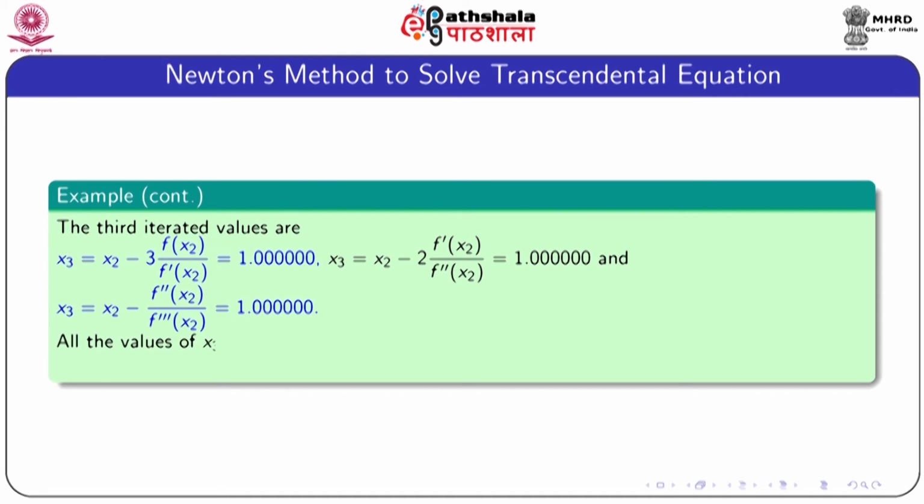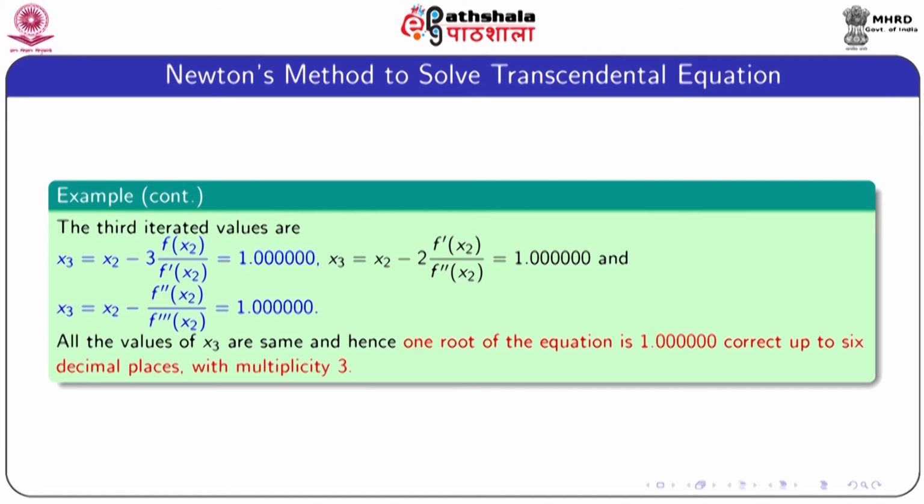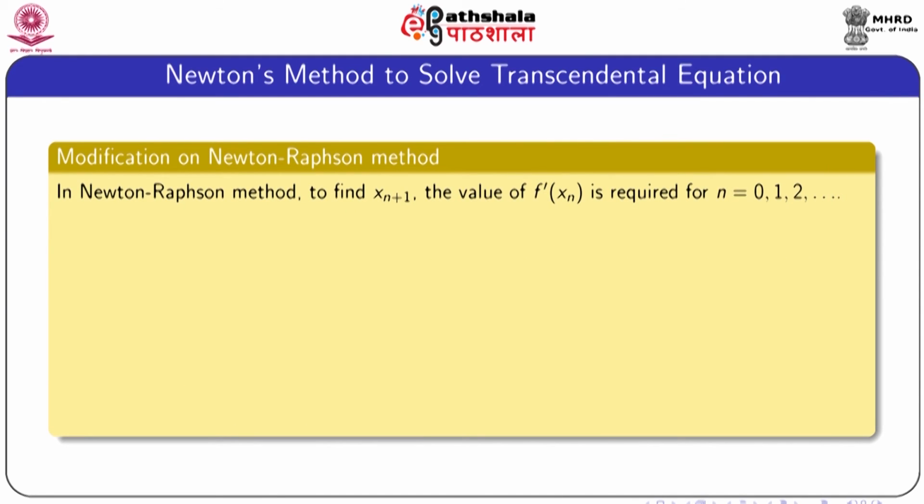So we conclude that the given equation has a multiple root of multiplicity 3 and the root is 1. That means the final conclusion is that one root of the equation is 1, correct up to 6 decimal places with multiplicity 3. Now we present another modification of the Newton-Raphson method.